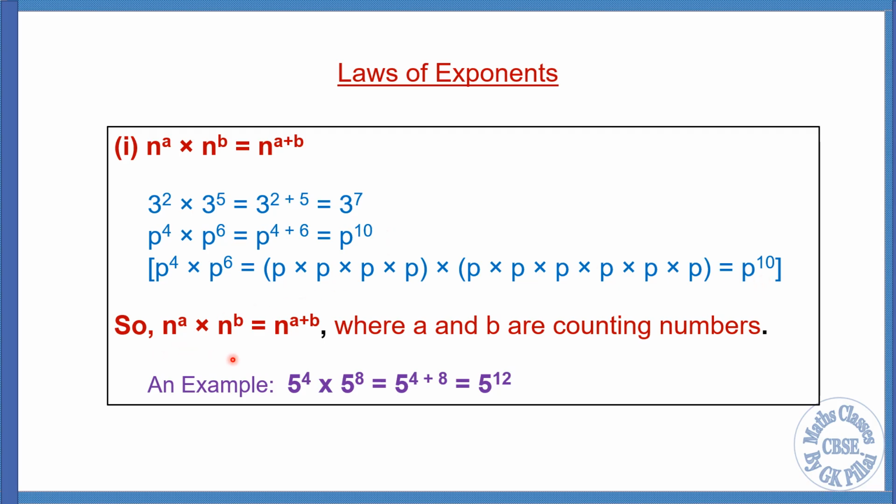So a to the power of m into a to the power of n will be a to the power of m plus n, where m and n are counting numbers or natural numbers. One more example, 5 raised to the power of 4 into 5 raised to the power of 8 will be 5 raised to the power of 4 plus 8, 5 raised to the power of 12.